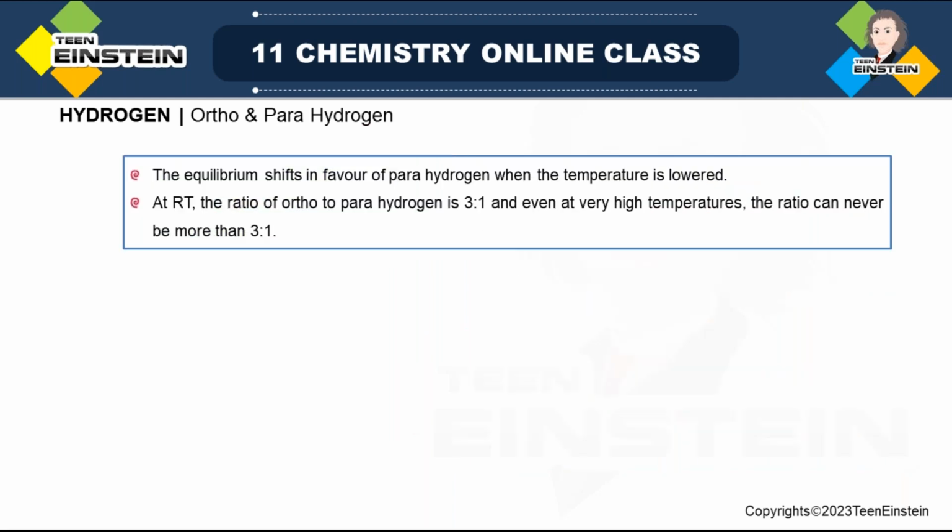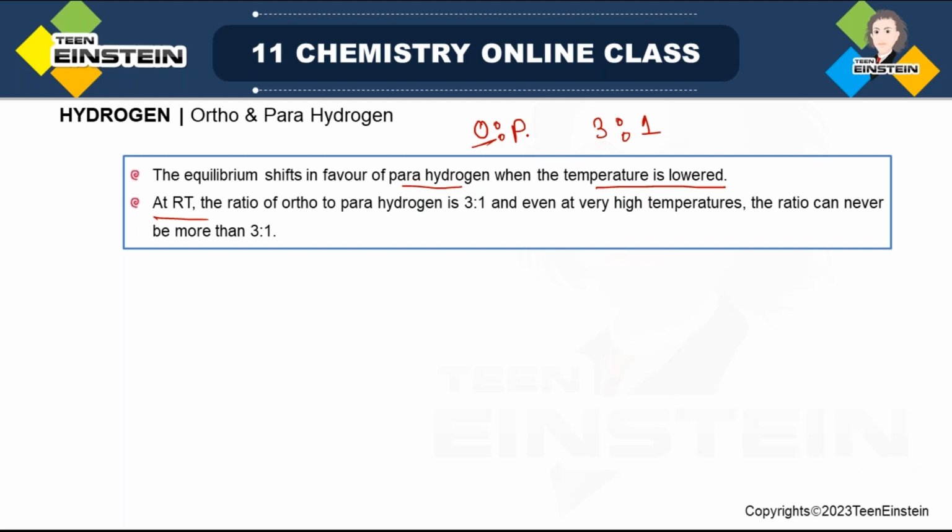But we have to remember that when you are lowering the temperature, the equilibrium shifts in favor of para hydrogen, where the spins are in opposite directions. But what about room temperature? At room temperature, the ortho to para ratio is basically 3:1. That means the ortho form is high compared to the para form.